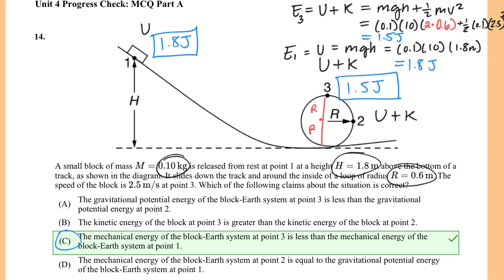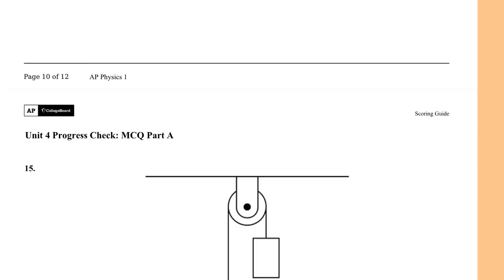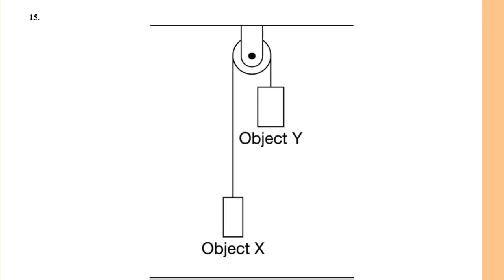So this is going to be a side note: in an open system, mechanical energy gets converted into non-mechanical energy. Let's move on to the next question. So the next question, we've got a nice little Atwood's machine. This Atwood's machine asks you to look at the center of mass.